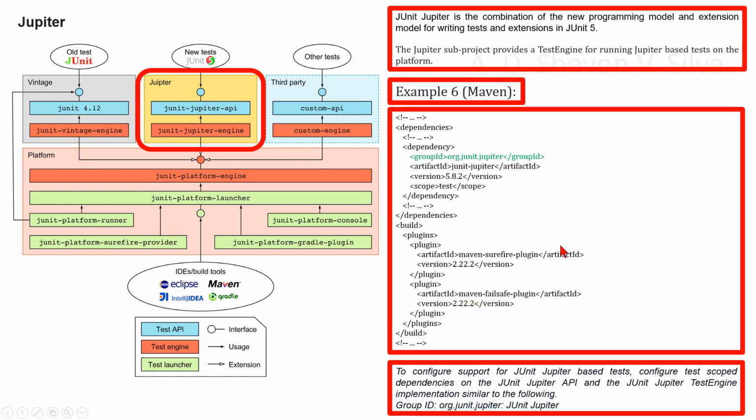As an example 6, we can consider this Maven segment here. To configure support for JUnit Jupiter-based tests, configure test-scoped dependencies on the JUnit Jupiter API and the JUnit Jupiter TestEngine implementation similar to the following here. You can see here the group ID org.junit.jupiter, junit-jupiter here.